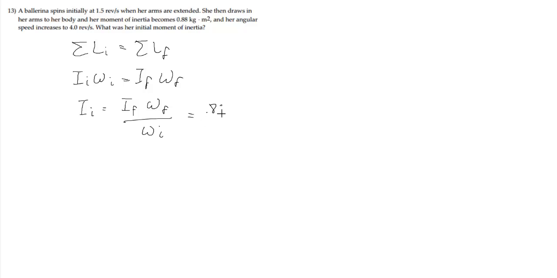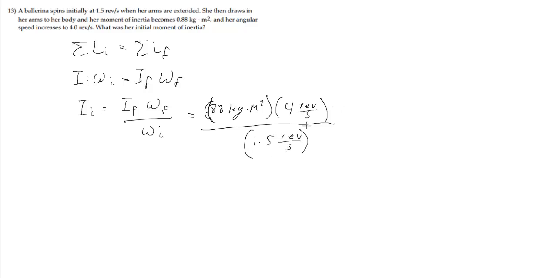We've got I final of 0.88 kilograms times meters squared. We've got omega final of 4 rev per second, and we have an initial of 1.5 rev per second. So you see that these revolutions per second cancel out, so there was no need to convert those to radians per second or whatever. And going through the math, we see that it is 2.3 kilograms meters squared. This was, as much as I hate to say it, a plug and chug problem.